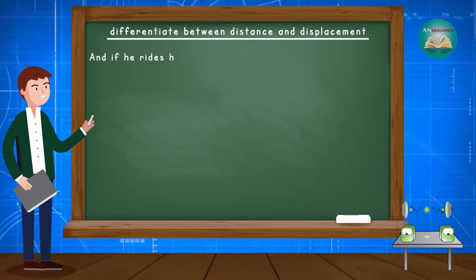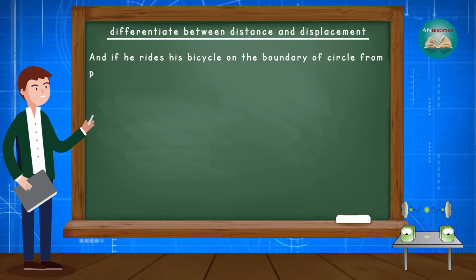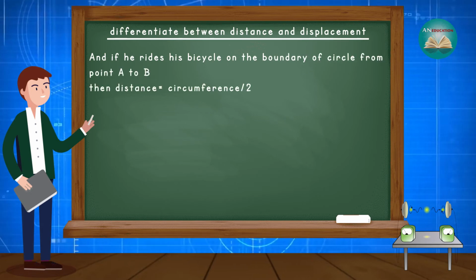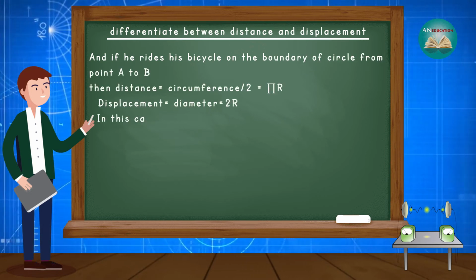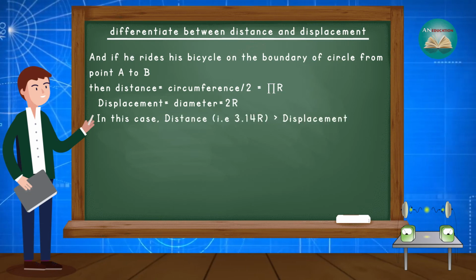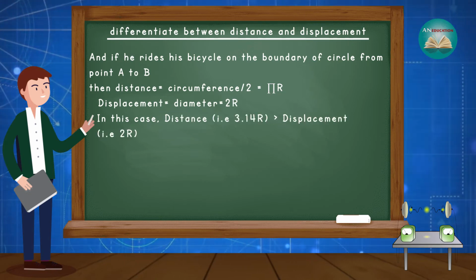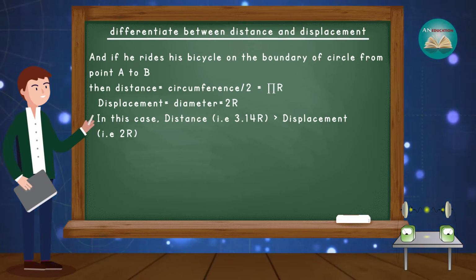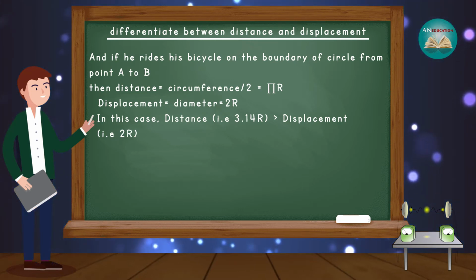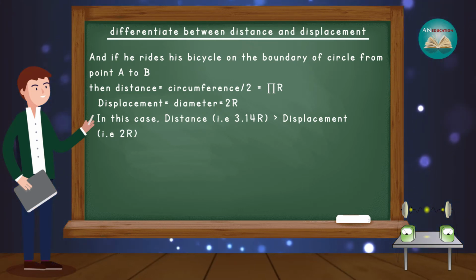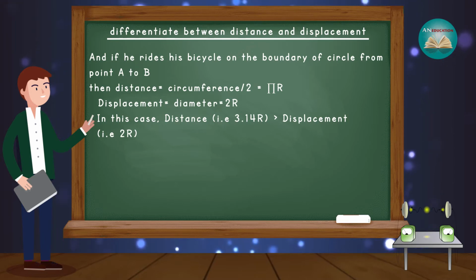And if he rides his bicycle on the boundary of the circle from point A to B, then distance is equal to circumference upon 2, which is equal to pi r, and displacement is equal to the diameter, which is equal to 2r. In this case, distance, that is 3.14 r, is greater than displacement, that is 2r.